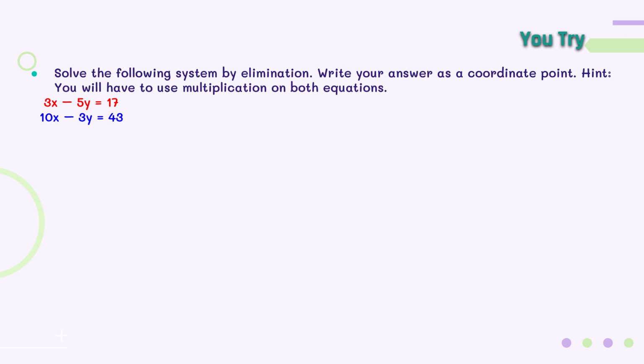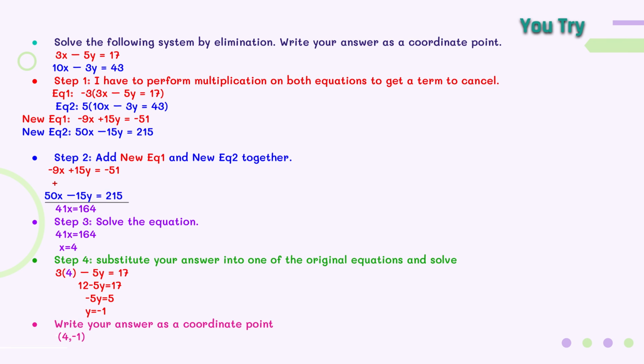Here's a different you try. So solve the following system by elimination. Write your answer as a coordinate point. Hint, you will have to use multiplication on both of the equations. And here's the work for that last you try.